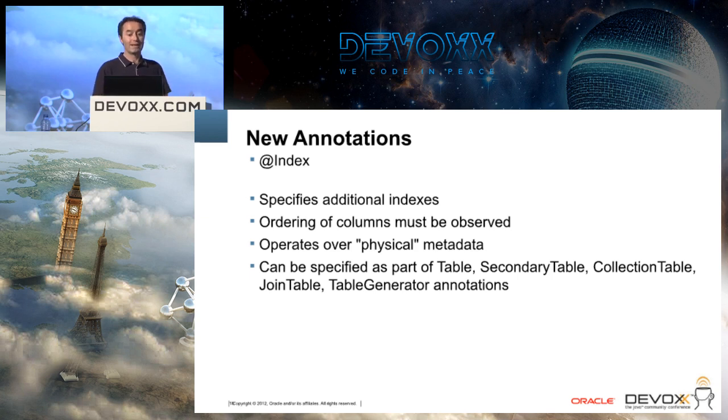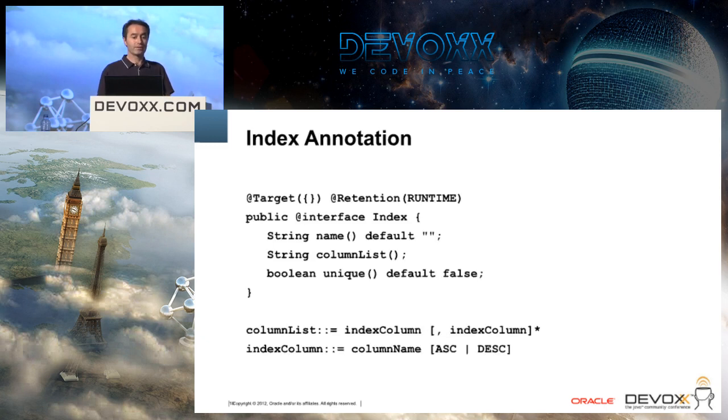So in this case, indexes. You can put an index on various physical annotations like table, secondary table, collection table, all the table-related annotations. You can put an @Index. You're going to refer to column names, and so you are going to bind yourself to certain column names. So you have to be careful what column names you're using in these annotations. And the ordering is going to be preserved.